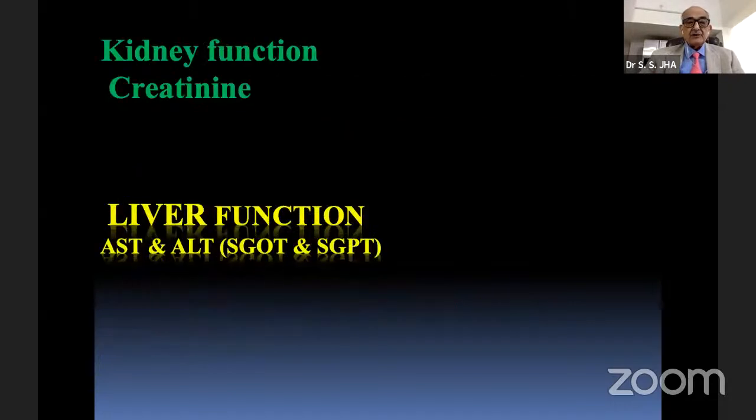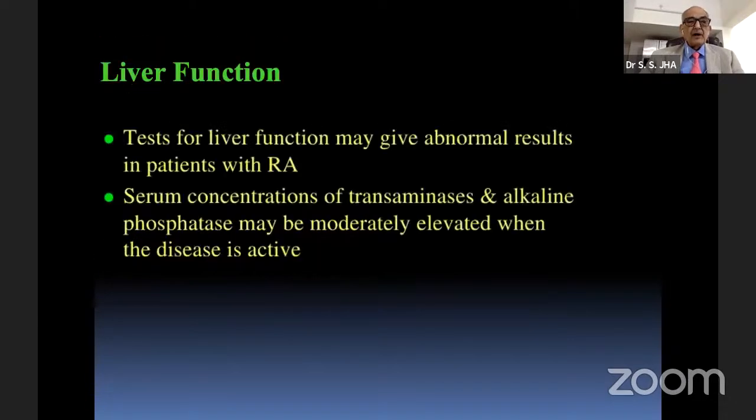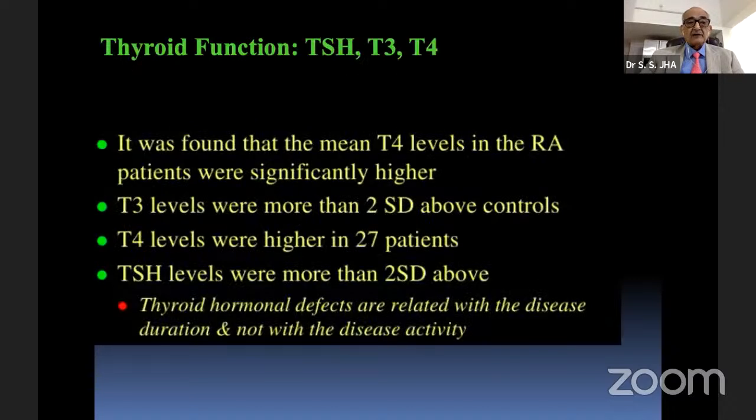Well, kidney function and liver function tests are performed, as Dr. Yogeesh has also said, that they should be examined and assessed even before starting the treatment. Tests for liver function may give abnormal results already in patients with rheumatoid arthritis. Serum concentration of transaminase and alkaline phosphatase may be moderately elevated when the disease is active.